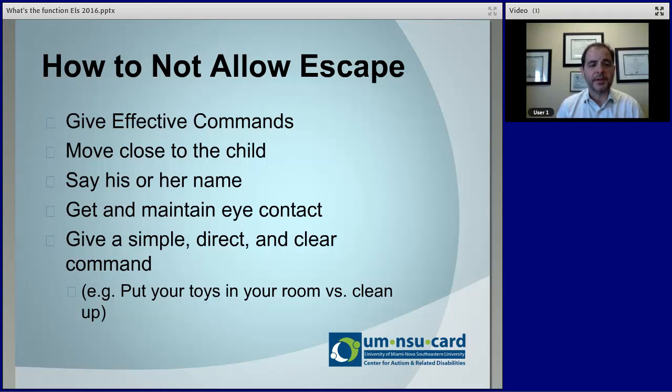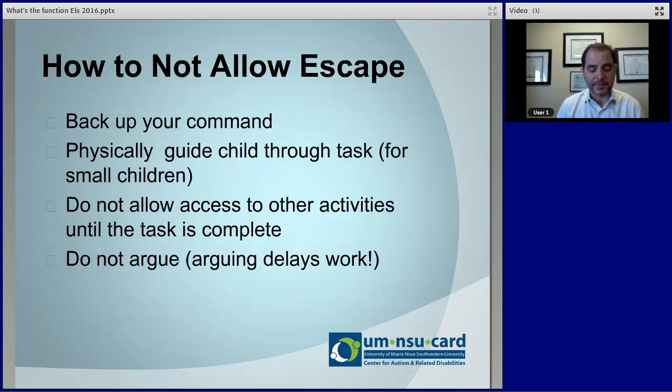And so here what we want to do is try to give some effective, clear commands: move close to the child, say his or her name, get eye contact, and give a clear, simple command. Put your toys in your room, clean up, please, put your shoes on, whatever it might be. Then you back up your command by physically guiding the child through the task and don't allow access to other activities until the task is complete.